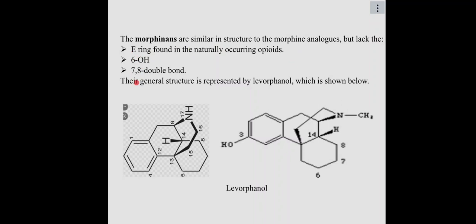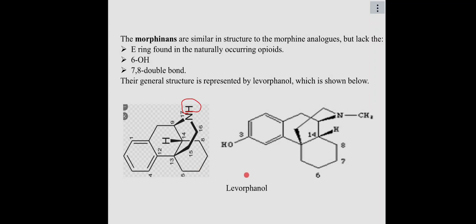You also remove the 6-hydroxyl group, and you remove the 7-8 double bond. Remember, we did mention, if you remove the 6-hydroxyl group, you will also increase activity. You also said, if you remove the 7-8 double bond, you can slightly increase activity. So all these things that have been done to morphine to give us the morphinans result in an increase in activity. So when we look at this compound, if this is a CH3, we do expect that drug to have much higher activity than morphine.